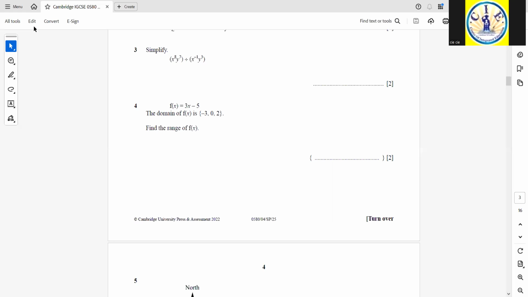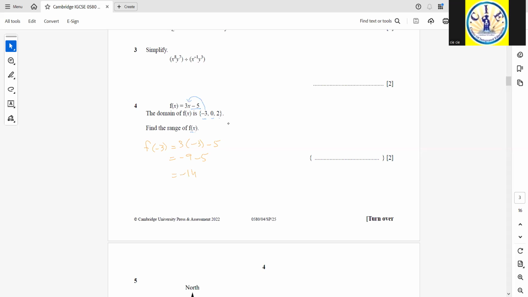Question number 4. f(x) is equal to 3x minus 5. The domain of the function is negative 3, 0, 2. Find the range of f(x). We need to substitute these values of the domain into the given function f(x). So let's do it. f(-3) is 3 times negative 3 minus 5. Negative 9 minus 5, that is negative 14.